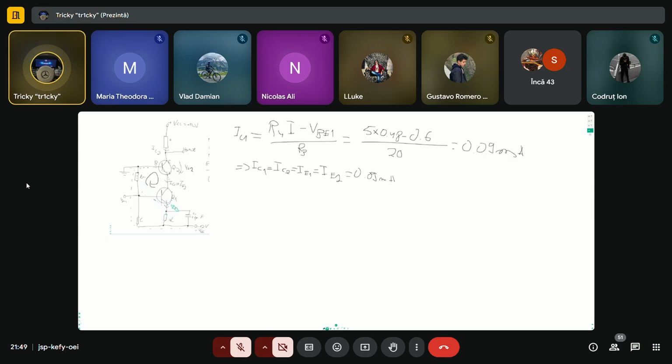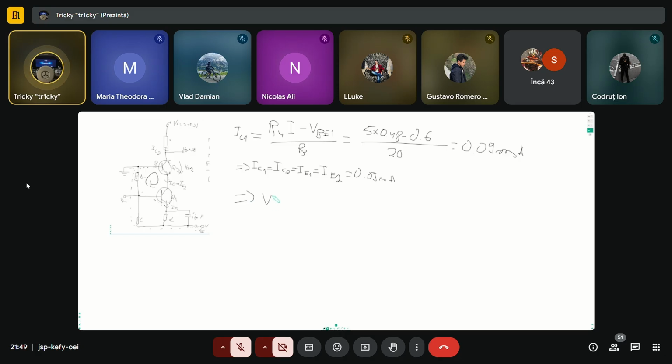VEB and VBE are equal. It doesn't matter the order in which we take it. It doesn't matter if it's like this or like this. It will still be 0.6. So let's take the Kirchhoff.